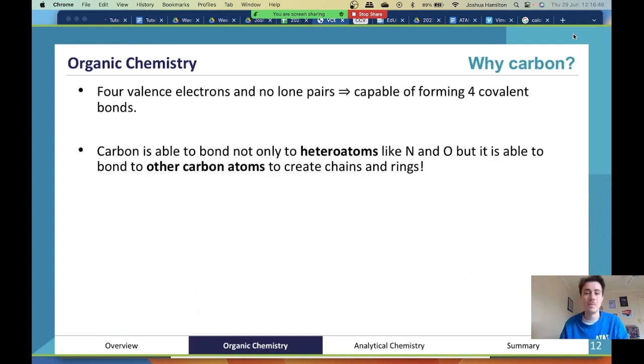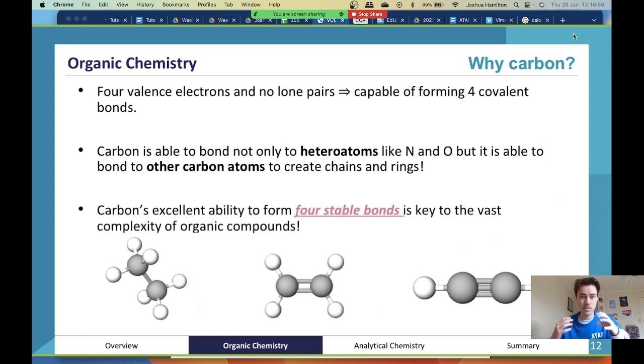What's so cool about carbon? I'm sure you learned this in year 11, but just a quick refresher, carbon has 4 covalent bonds, and thus it's really useful because we can connect lots of things to it. The bonds that it does form are usually really stable as well. Therefore, it just makes it a very easy molecule to sort of manipulate and work with.